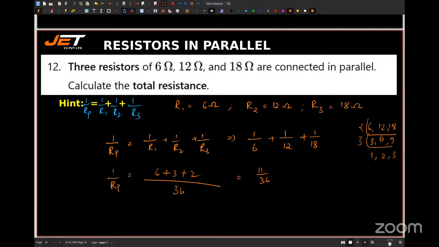Don't forget. So for Rp, what you have to do? For total equivalent resistance in parallel, you have to do 36 by 11. So what is 36 by 11? If you do some decimals, you will end up with 3.3 ohms. It is 36 by 11, it is not 11 by 36. Correct, correct. Yeah.